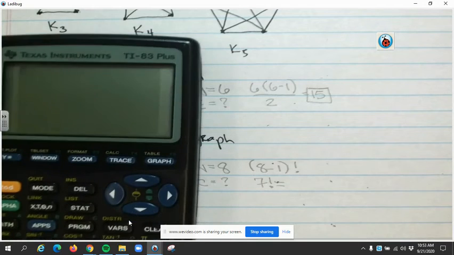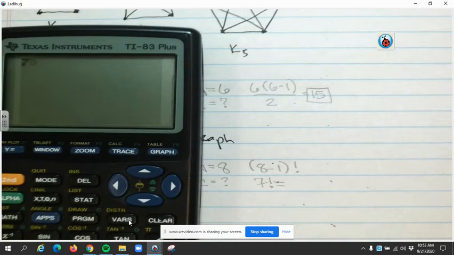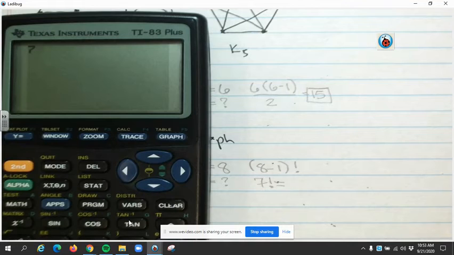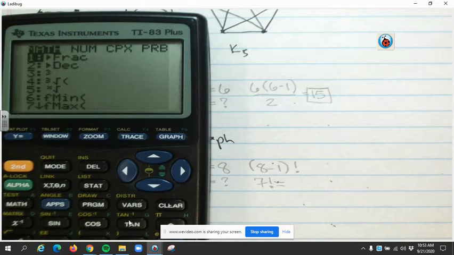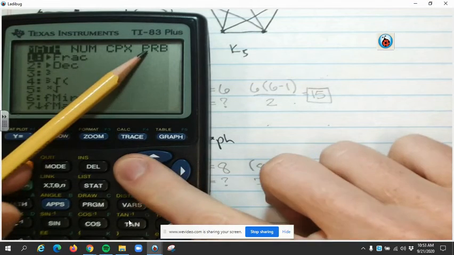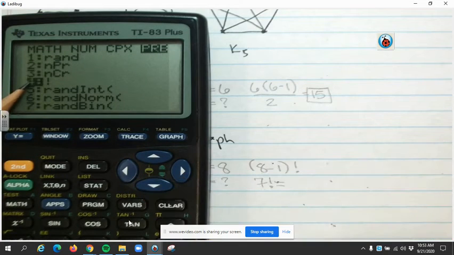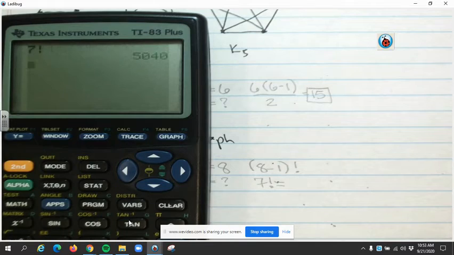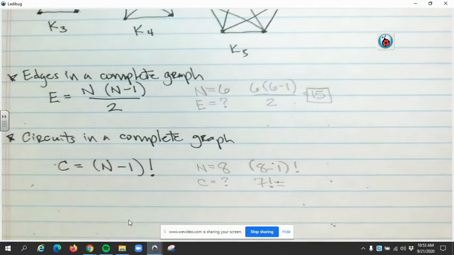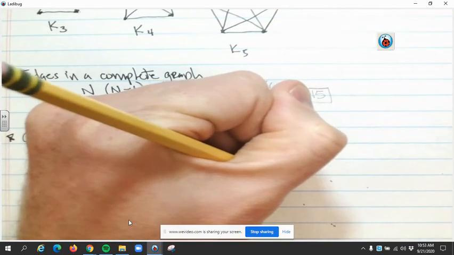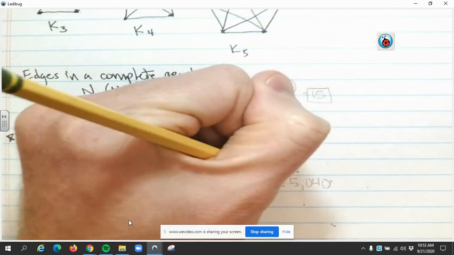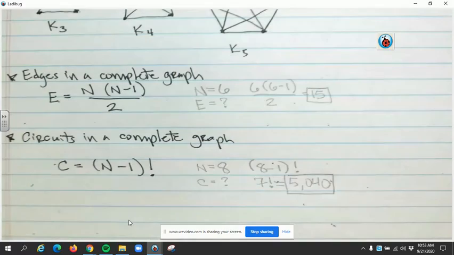So a quick recap, you're going to hit 7 first. Hit the factorial button by hitting math, which is right here on the left-hand side. Arrow over to your PRB menu. Go down to option number 4. And 7 factorial gives you 5,040. So there's 2 examples for how you figure out how many edges and circuits there are on a graph.